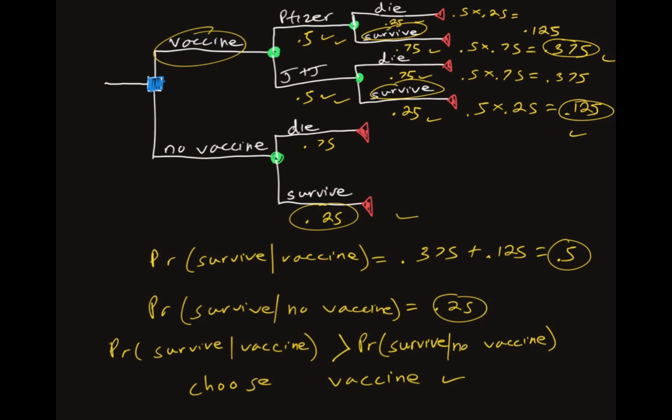So that's how you make a decision to get the vaccine. We look at the probability of surviving with and without it by evaluating the probabilities at different points in the decision tree. So overall, the recommendation would be to choose the vaccine. Higher survival probability.